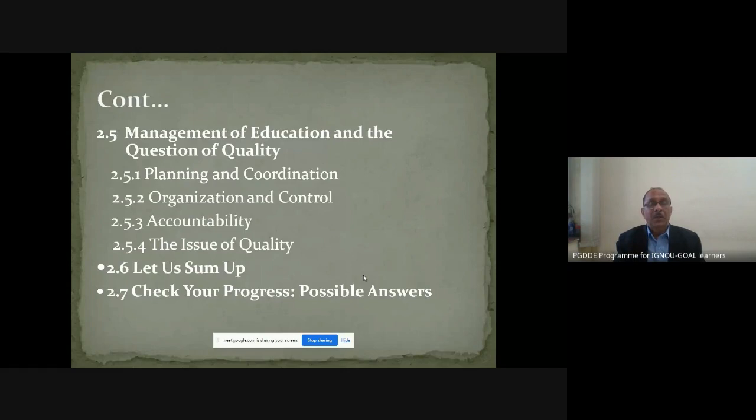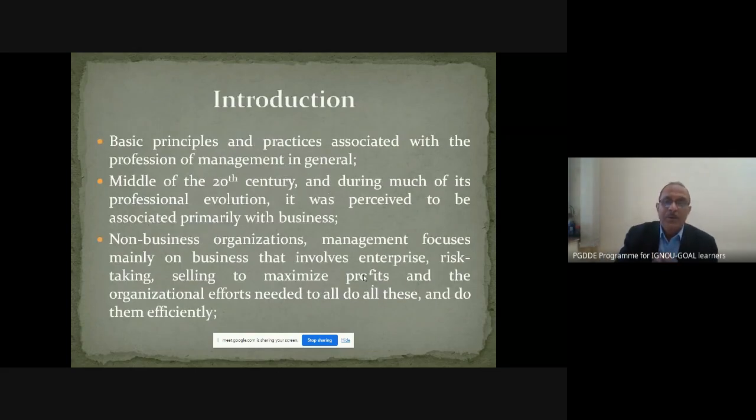And then the last section of this unit, we'll talk about management of education and the question of quality. Every country has some quality parameters or quality benchmarks, whether it is India, Malawi, Mauritius, Nigeria, Guyana, anything. Every country has some governmental mechanisms. That we'll talk about. So how these agencies plan and coordinate, how the control mechanisms work, and what are the issues involved in quality. That's how this unit will touch upon all these components.